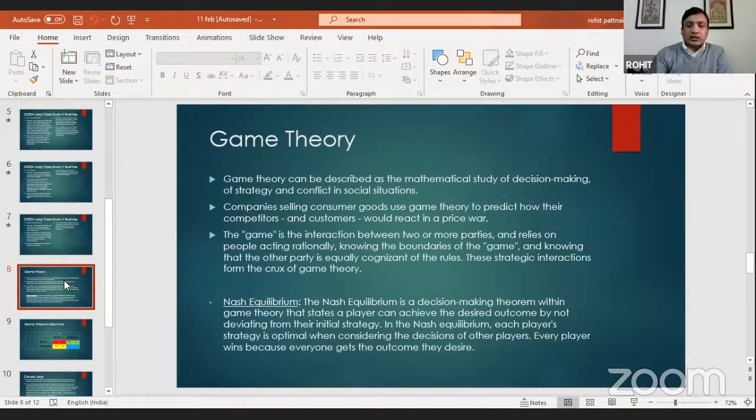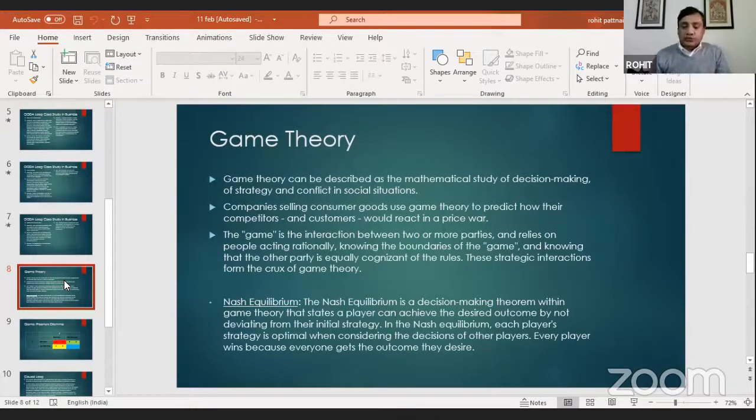Now, basically, game theory follows certain rules. Basically, there should be players. The various parties are known as players. Then there's strategy, and everything has a payoff, and they abide by rules. Game theory can be described as a mathematical study of decision making, of strategy, and conflict in social situations. Companies selling consumer goods use game theory to predict how the competitors and customers would react in a price war. The game is an interaction between two or more parties and relies on people acting rationally, knowing the boundaries of the game and knowing that the other party is equally cognizant of the rules. These strategic interactions form the crux of game theory.